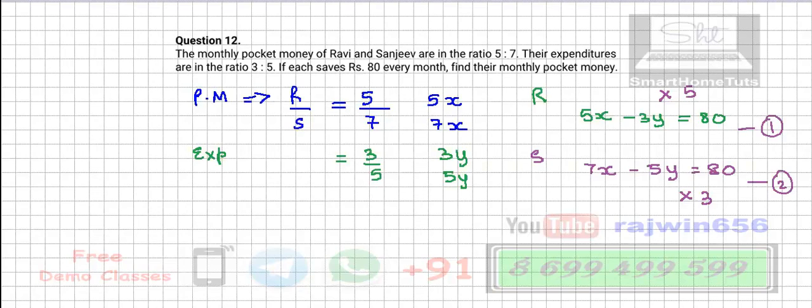Okay, so now I'm going to write those terms. This is going to become 25x minus 15y equal to 400. This equation is multiplied by 3, all the terms. So this is going to become 21x, minus 15y, minus sign is there, equal to 80 into 3, this is 240.